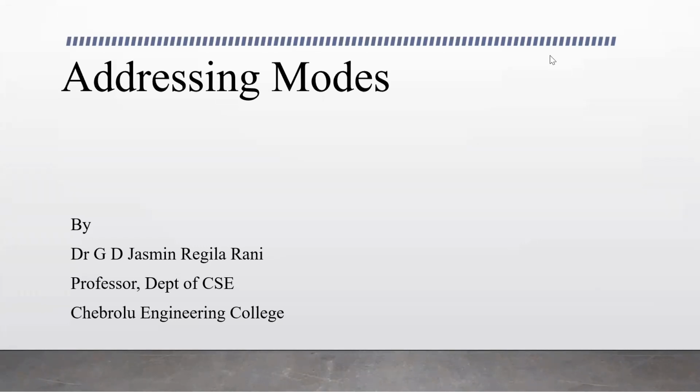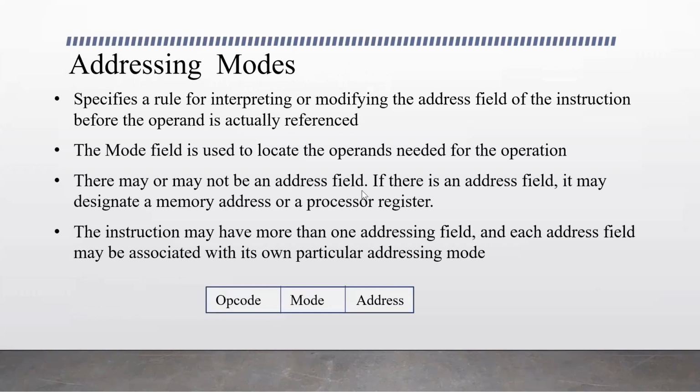Okay, we know that in the instruction format there are three fields, right? One is the opcode, and then the mode field and the address field. Now we are learning about the address field of the instruction. The mode field defines the way the address is given in the address field.